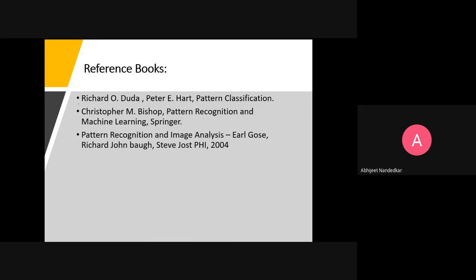Now for your reference, these are some books. So this will be the main book, and this is freely available on the net. You can download the PDF of this. You can immediately type on Google, you will get a PDF of this, as well as you can get the PDF of this. So these are free books. I don't know whether you will get this one or not, but you can try for this one. So this is also a good book. So basically we will follow the Duda book.